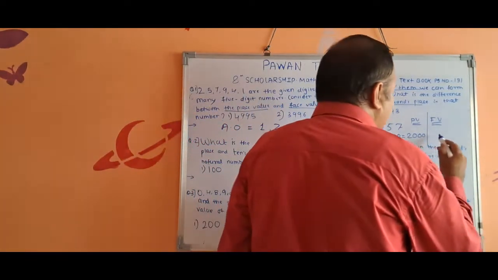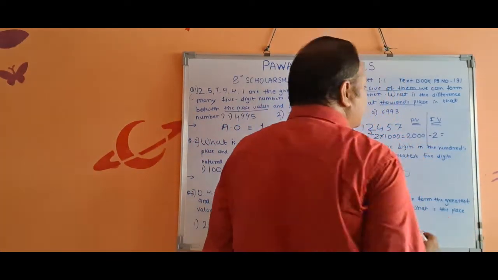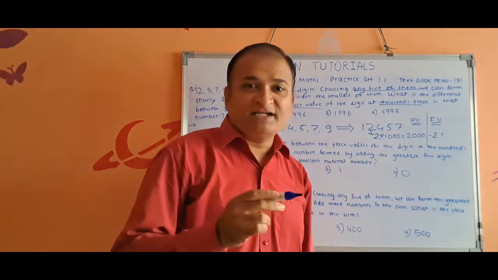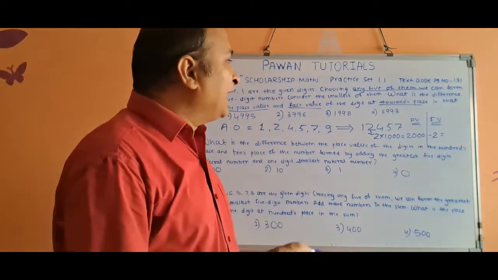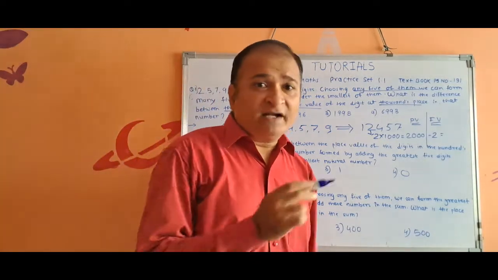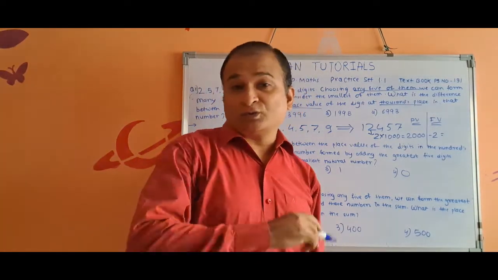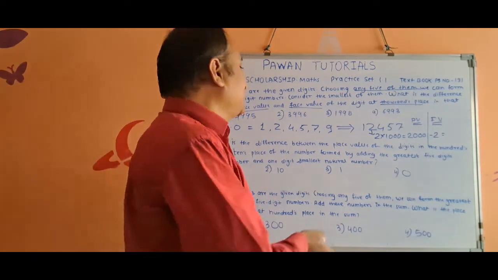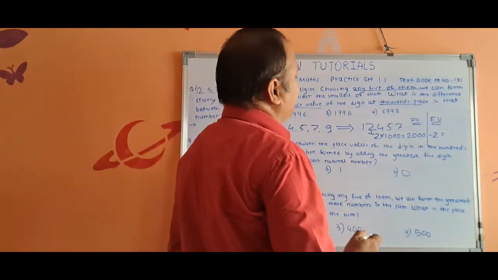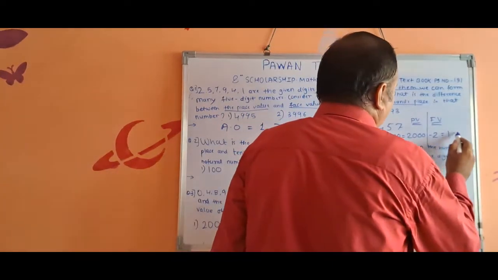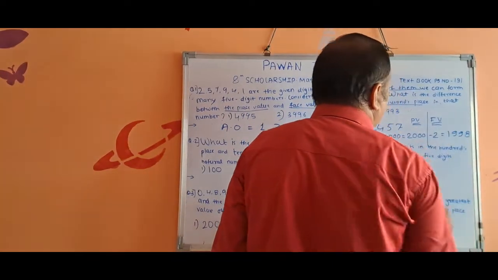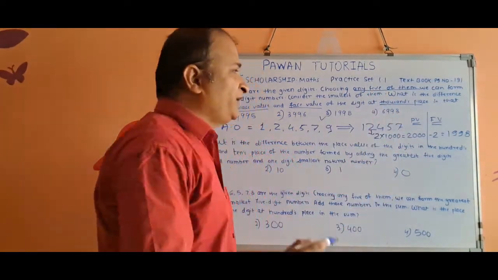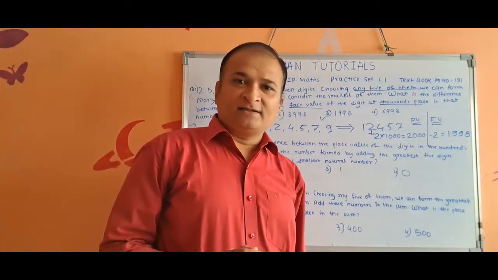So tell me students, they have asked us to find the difference between these two values. The place value of 2 is 2000 and the face value is 2. We have to find the difference between these two figures. So 2000 minus 2 is what, students? Yes, 1998. So our answer is option number 3. Option number 3 is the answer.